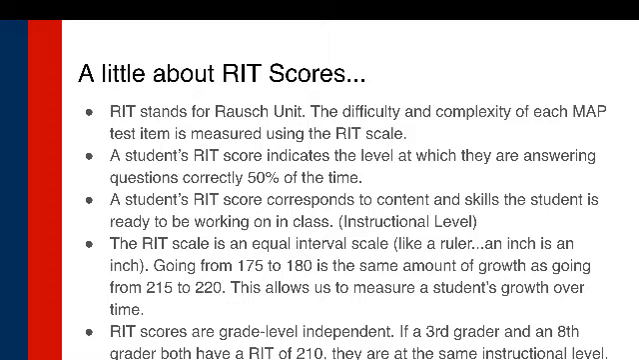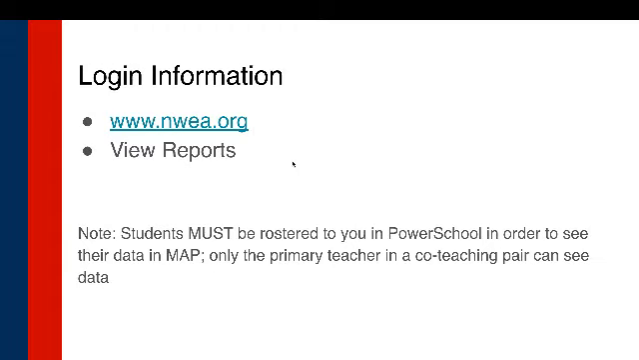The RIT scale is like a ruler. It's an equal interval scale. So going from 175 to 180 is the same amount of growth as going from 215 to 220, which is nice because that allows us to measure a student's growth over time and not look at just isolated test events. And RIT scores are also grade level independent. So a 3rd grader and an 8th grader, if they both have a RIT of 210, they're at the same instructional level. So just to give a little bit of context about RIT scores.